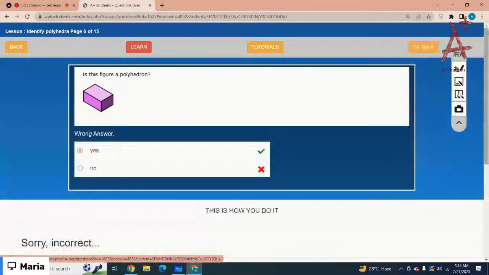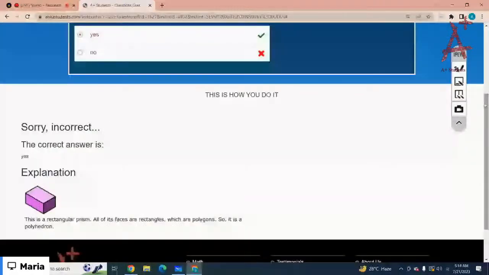This is a rectangular prism. All of its faces are rectangles, which are polygons, so it is a polyhedron. So here is the reason why it is a polyhedron: it is a rectangular prism. All of its faces are rectangles. Rectangles are polygons, so it is a polyhedron. Okay, got it.